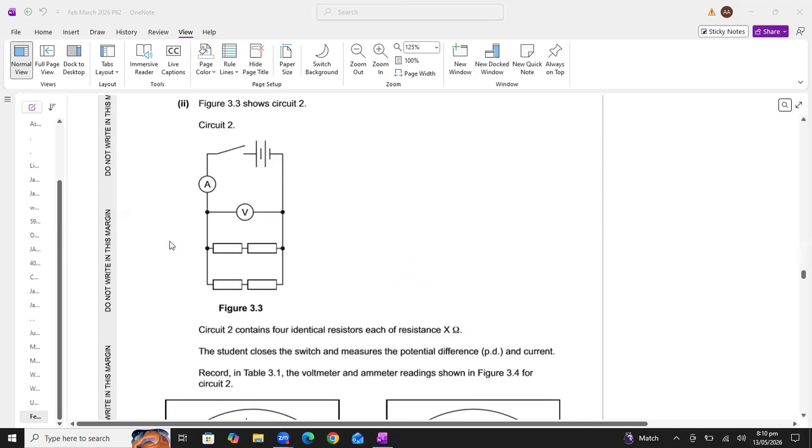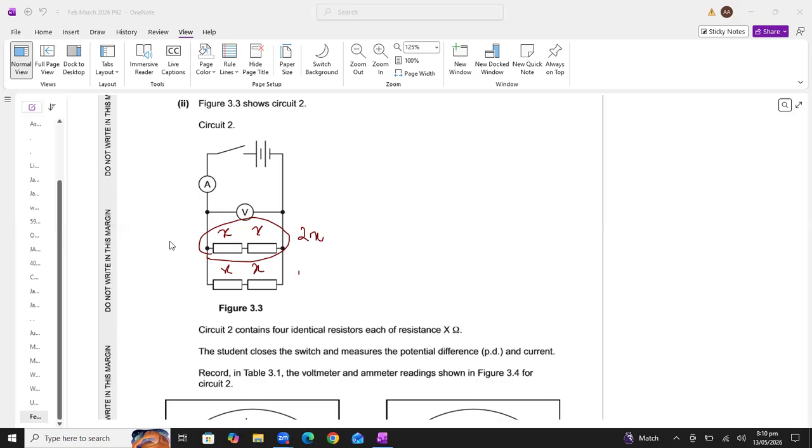Now they are saying circuit 2 contains 4 identical resistors, each of resistance X ohm. So you can see, students, each resistor's resistance is X ohm: this resistor, this resistor, this resistor, and this one. All resistors have the same resistance because they are identical. Now, if I try to find the combined resistance, we know that when resistors are connected in series, their resistance is added. So the total resistance will become 2X here. X plus X becomes 2X. Similarly, these 2 resistors are added and their resistance becomes 2X ohm.